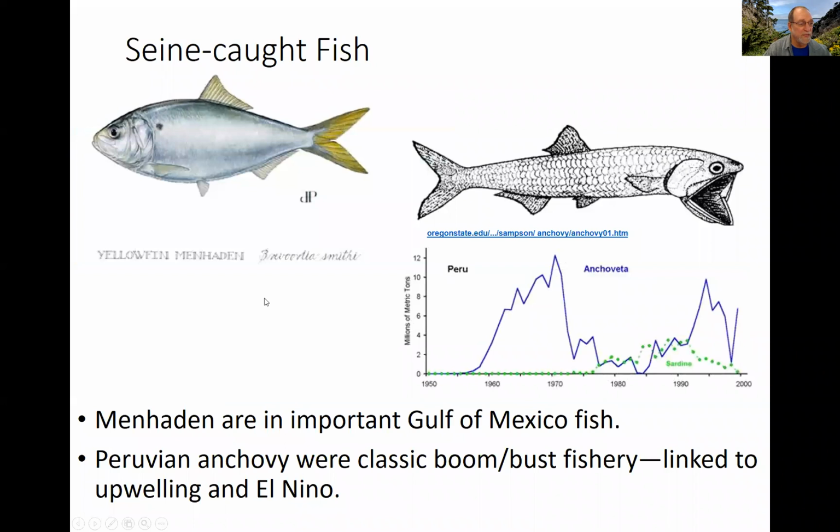What are other methods of sustained caught fish? Here's a picture of a menhaden, and then here's the anchovy that we've already talked about. Peruvian anchovy were a classic boom and bust fishery, linked to upwelling and El Nino, as I described earlier. The menhaden catches are still pretty stable in the Gulf. The oil spill was pretty hard on menhaden, but the stocks seem to have recovered, and they continue to support the fishery.